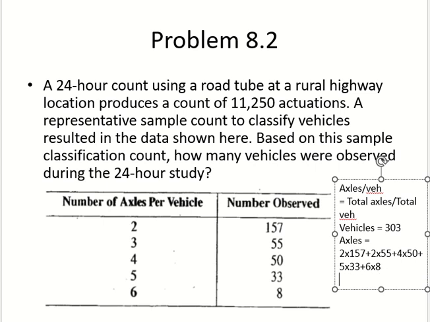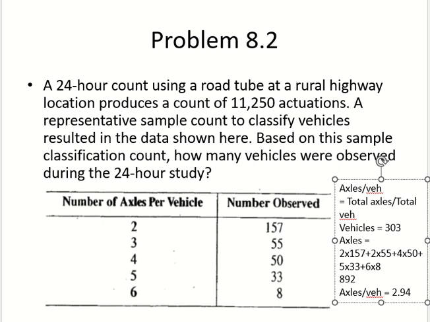Okay, so this is how much? How much is it? 892. Okay, so I have the number of vehicles now. I have the number of axes as well. Give me axes per vehicle. 2.94.